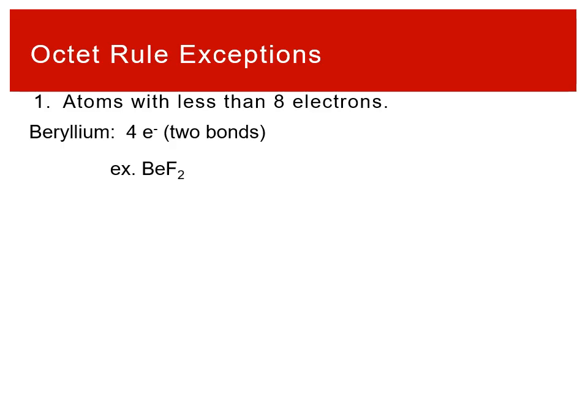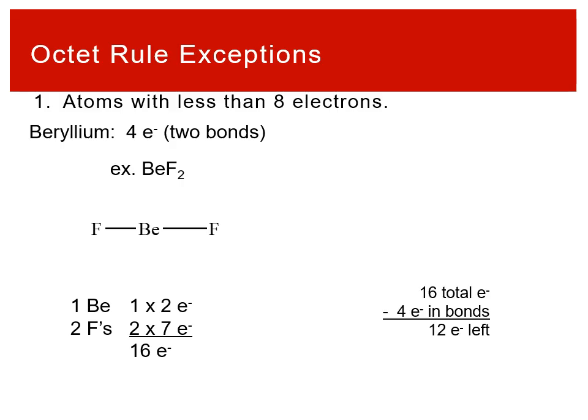If we look at, for example, beryllium difluoride, beryllium is in column 2A in the periodic table, so it only has 2 valence electrons. Fluorine has 7, so there's a total of 16 valence electrons in this molecule. If we follow our protocols, beryllium is first, so it goes in the middle. We draw the bonds out to fluorine. That is 4 electrons that we've put in those bonds, so there are 12 left.